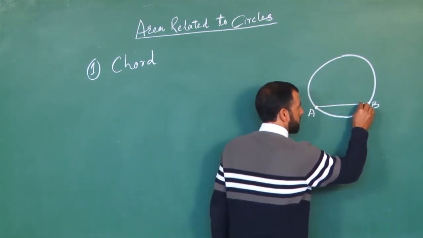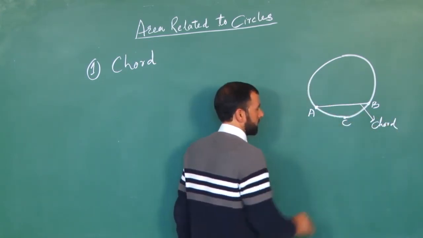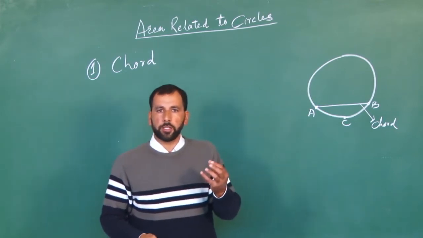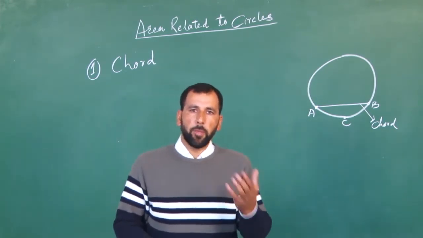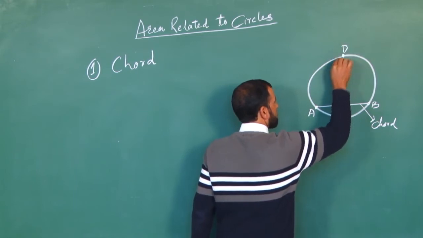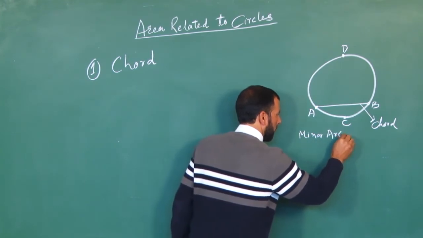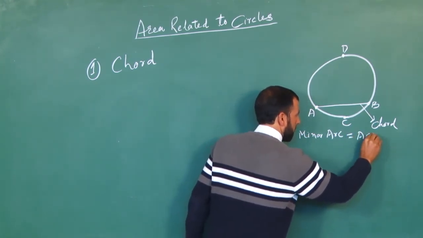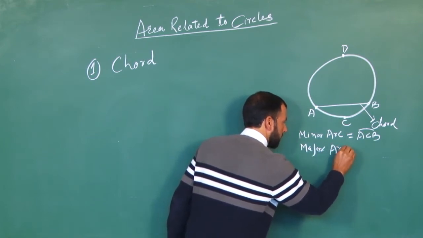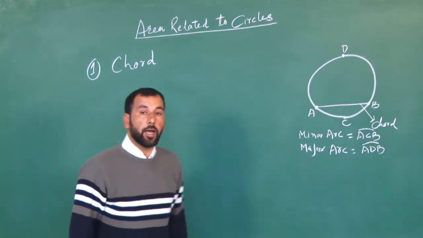Let this be a chord, and we take another point here, that is C. This chord further divides the circle into two unequal arcs. One arc is said to be the minor arc and the other is said to be the major arc. Here the minor arc is ACB and the major arc is ADB.